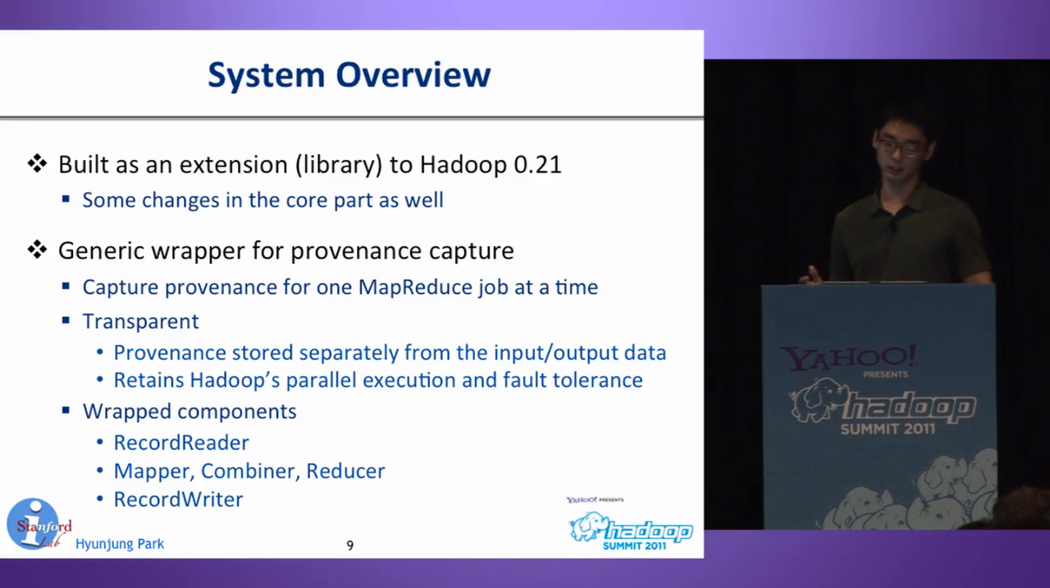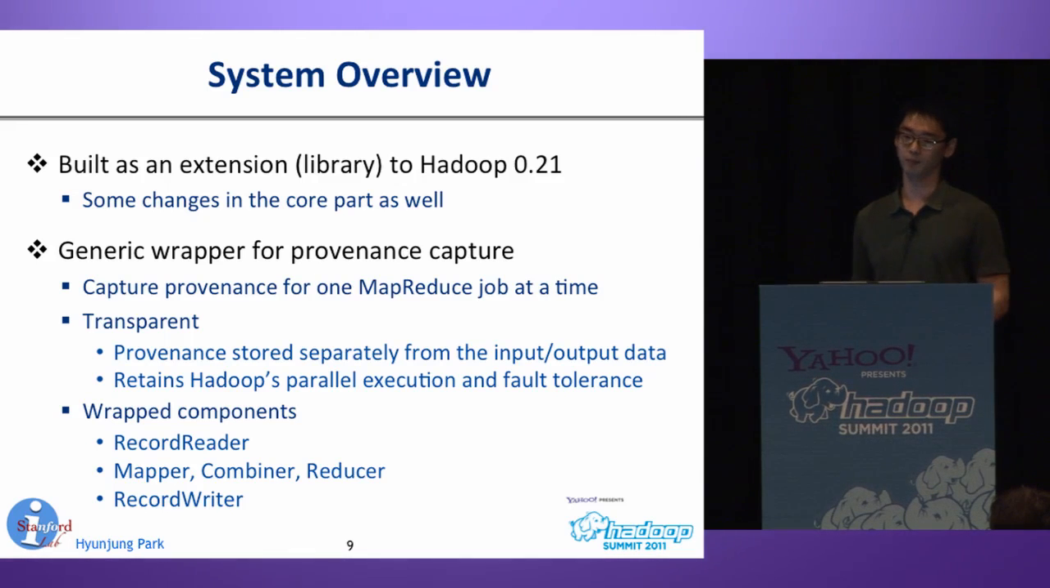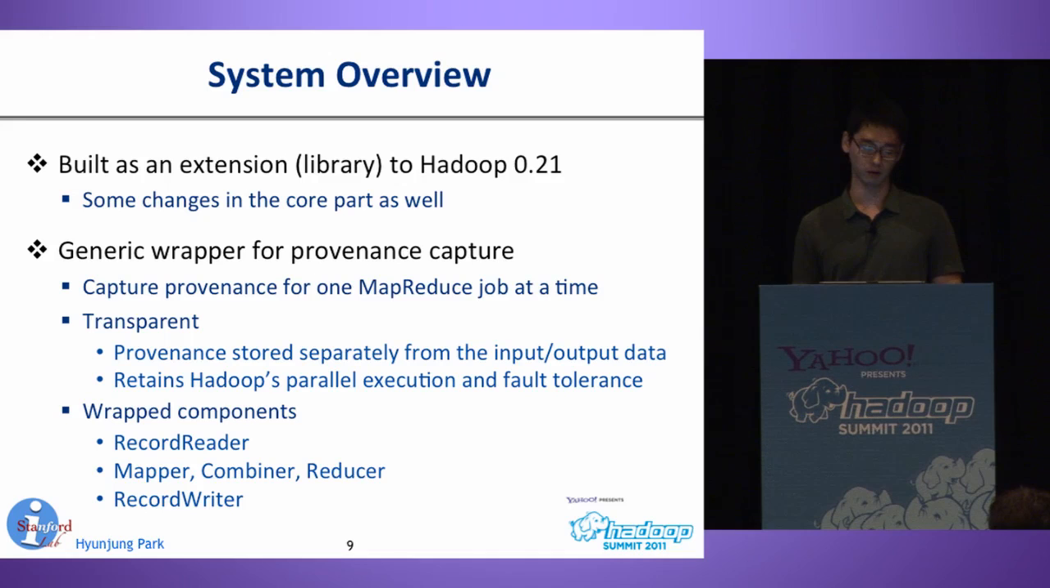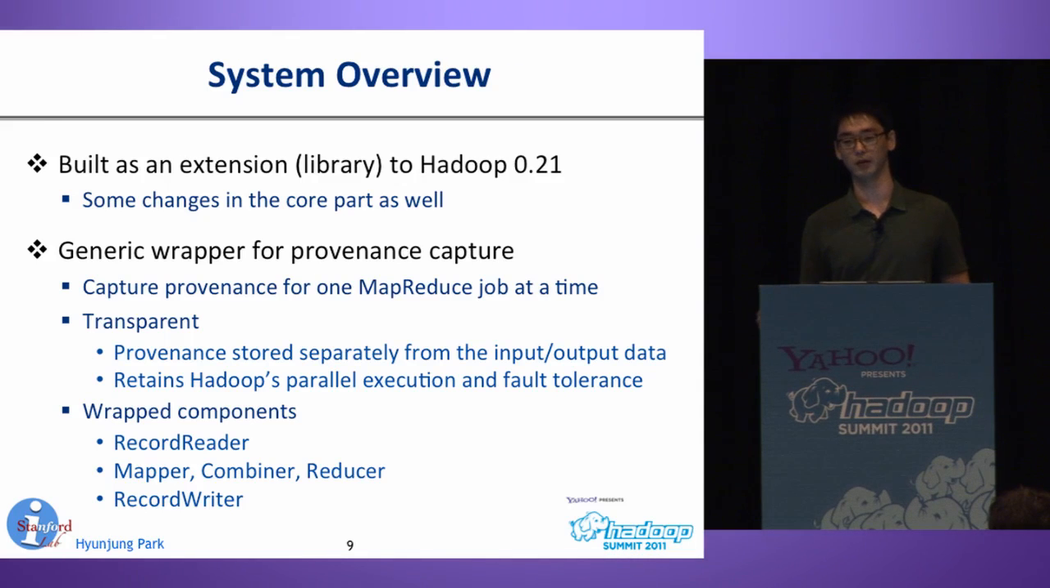So the first part is the generic wrapper implementation. When RAMP captures provenance, there are several wrappers around the user-supplied code, such as record reader, mapper, combiner, reducer, record writer, partitioner, and so on. We will get to the details of how these things work in a couple of slides.